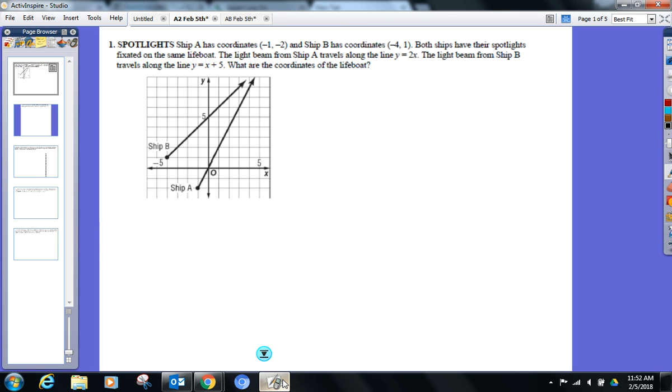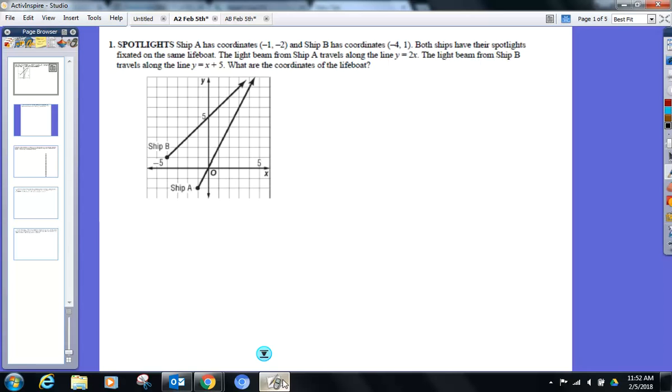Ship that's at A, ship that's in B. They're going to do searchlights for this lifeboat, and where their searchlights intersect, that's where the lifeboat is. One has the equation y equals 2x. The other boat has y equals x plus 5. Where do they intersect? And I do not want you to go to your calculator, plug them both in the y equals and intersect.